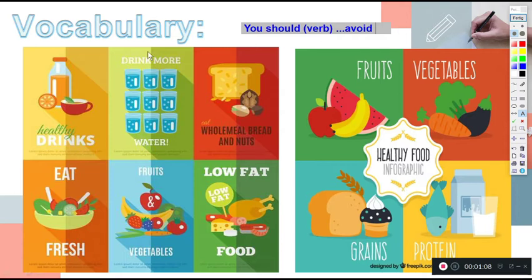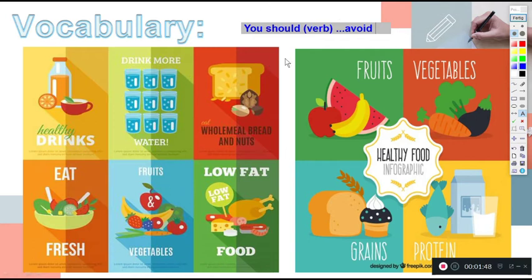What else? You should drink more water. In this case, deberías tomar más agua. Okay? Now we have you should eat wholemeal bread and nuts. Hace referencia al pan integral y algunos frutos secos, en este caso nueces. Wholemeal bread and nuts. What else? You should eat fresh. Deberías comer, es referente a la comida fresca. Okay? You should, for example, eat fruits and vegetables. Deberías comer frutas y vegetales.